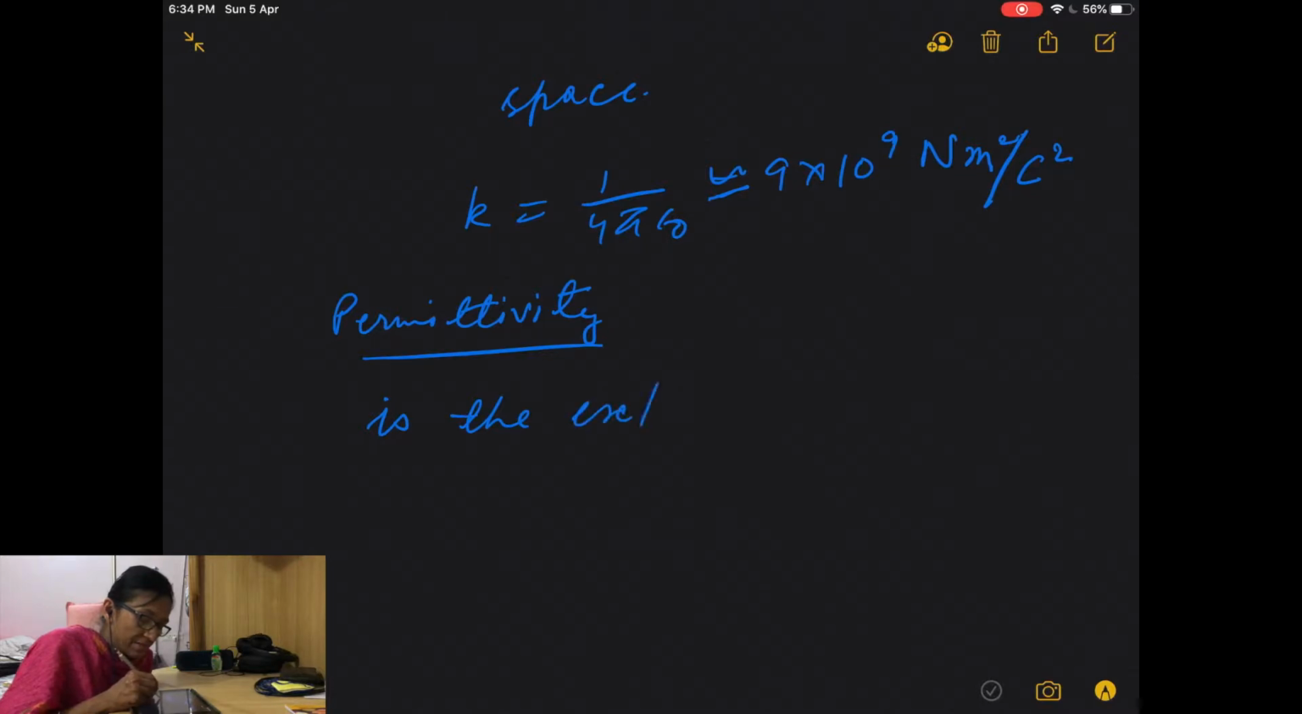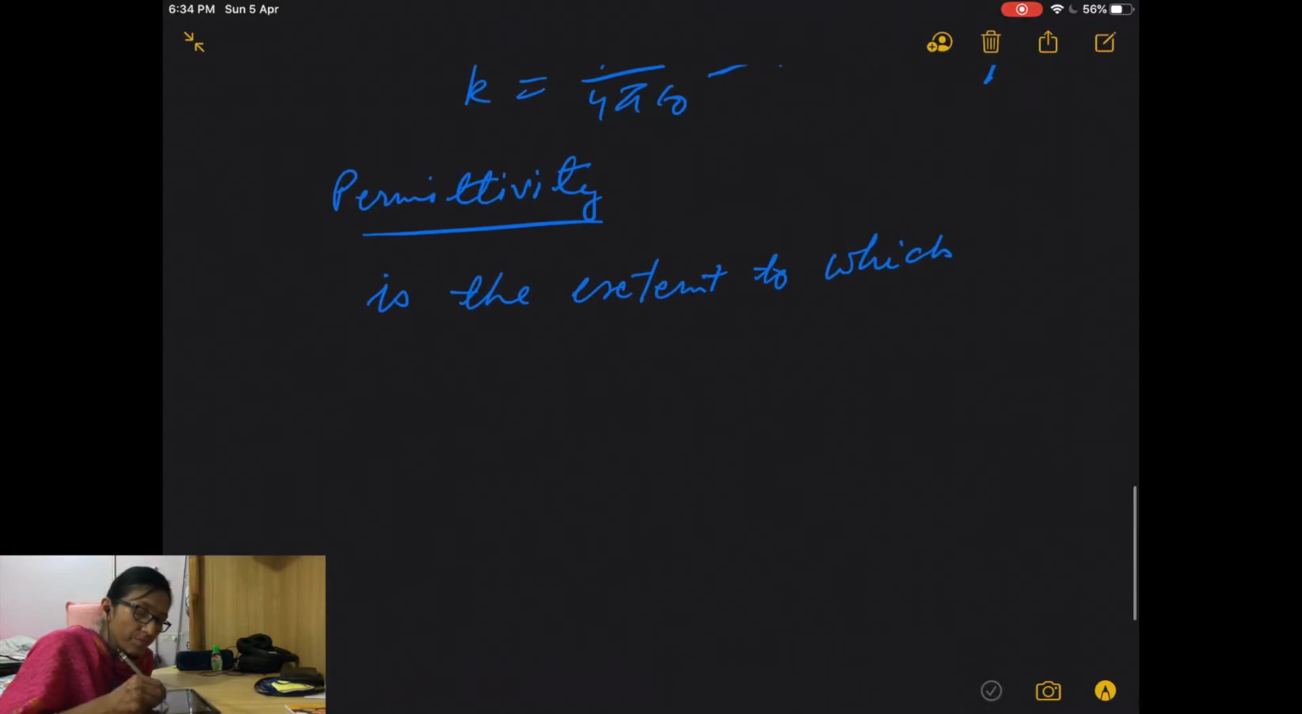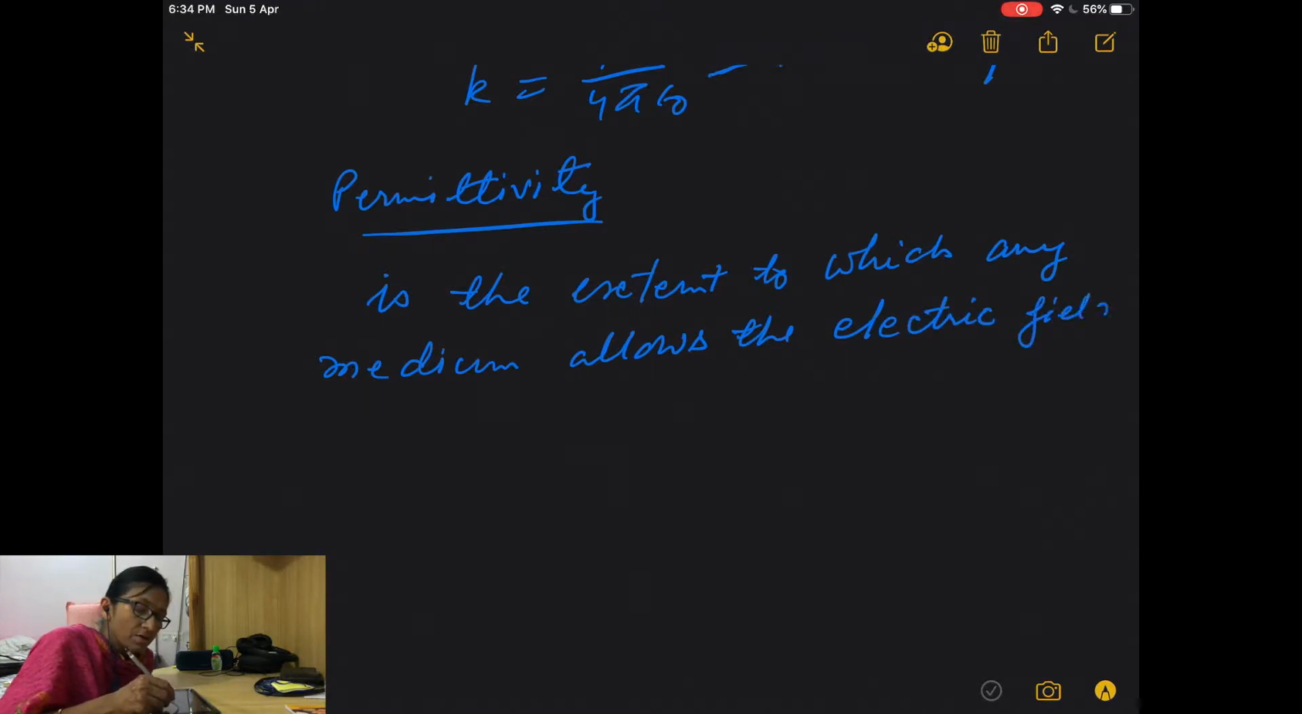Permittivity is the extent to which any medium allows the electric field lines to pass through it.